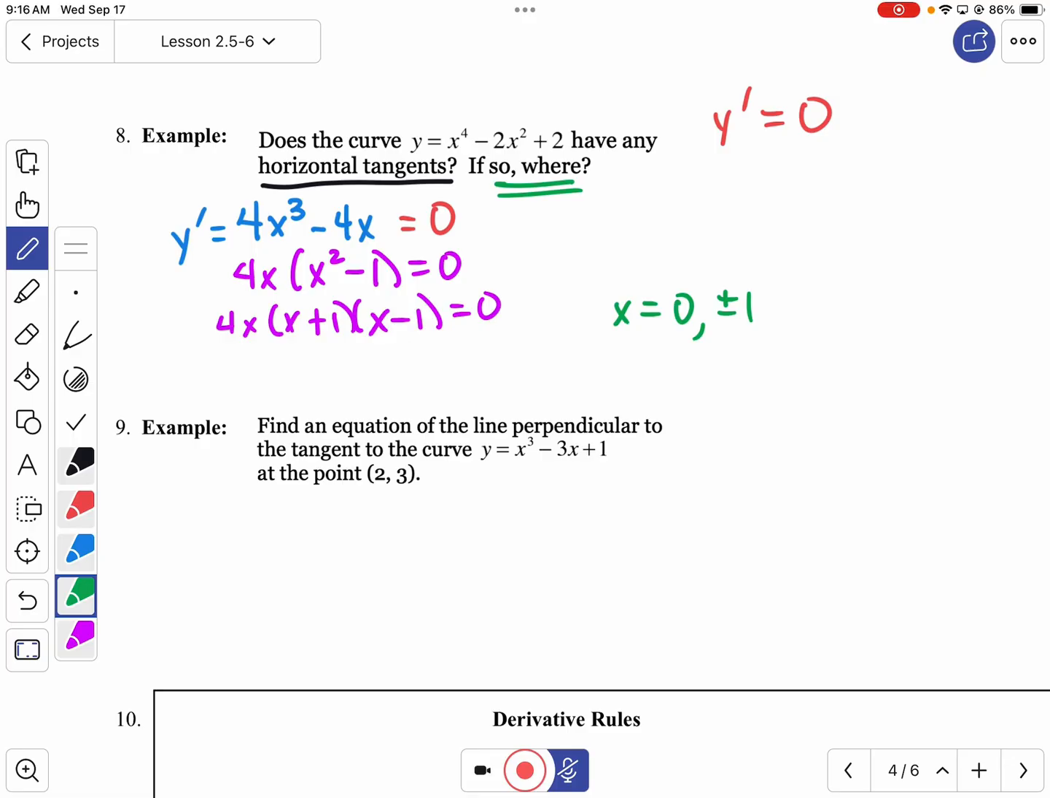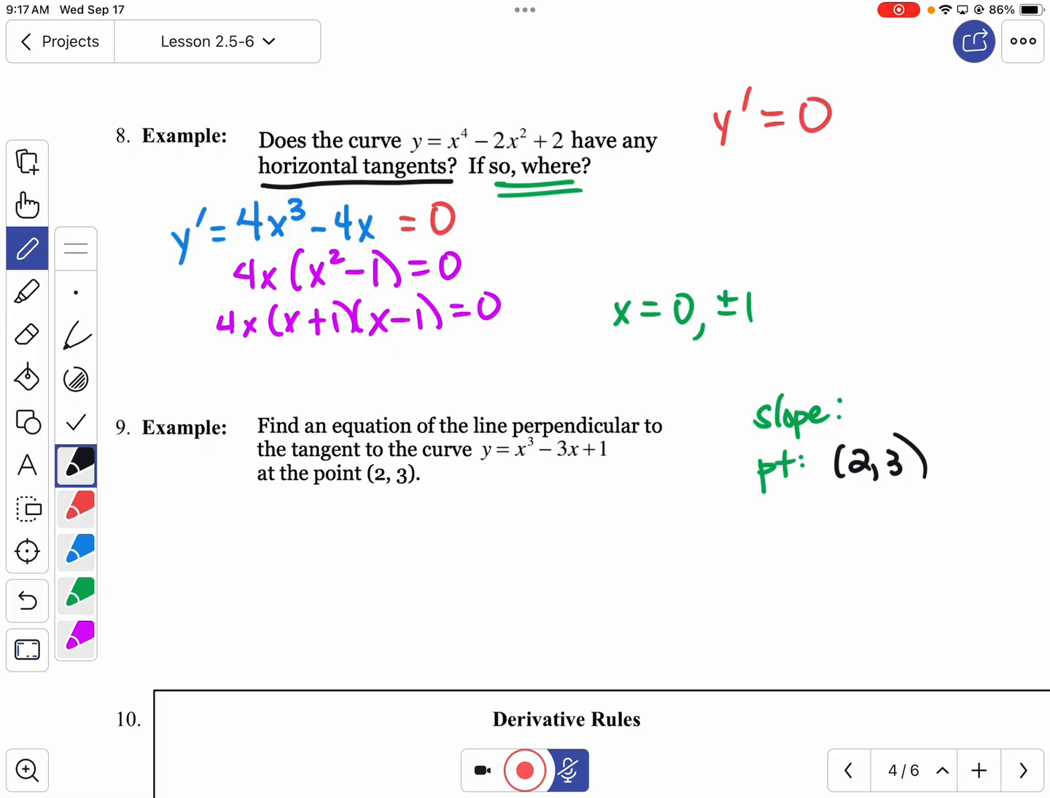Let's look at this next one. Find equation of the line perpendicular to the tangent to the curve at the point 2, 3. Right? So we want to write the equation of a line, which means I'm going to need a slope and a point. Did they give me either one of those things to start? Yeah, they gave me that point, praise the Lord. Okay, so that's one less thing I got to do, right? But I want the slope of the line perpendicular. Okay, what should I do first to find the slope of the tangent line that's perpendicular?